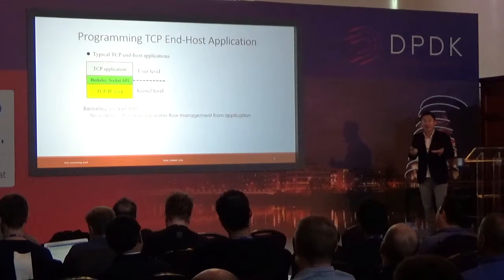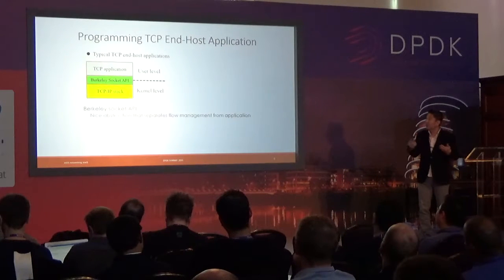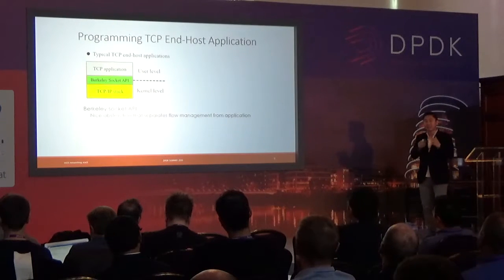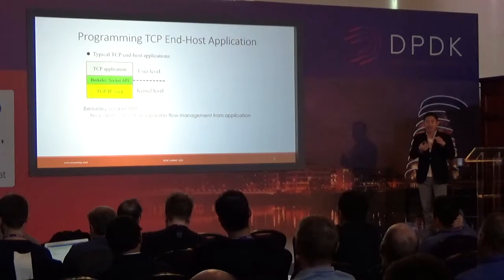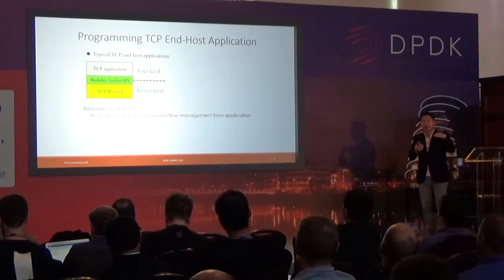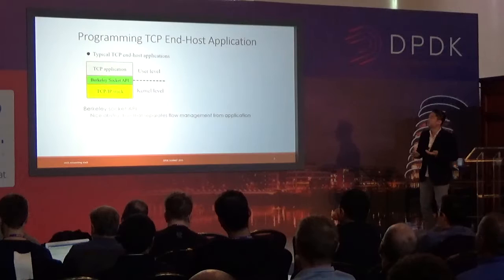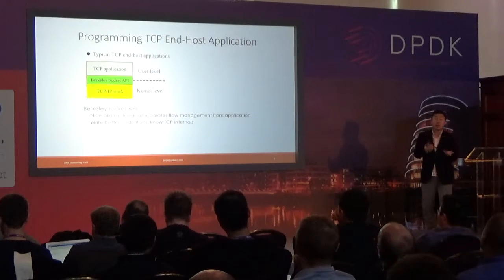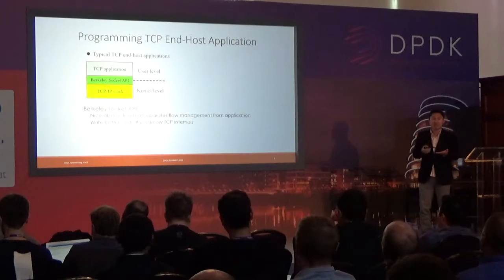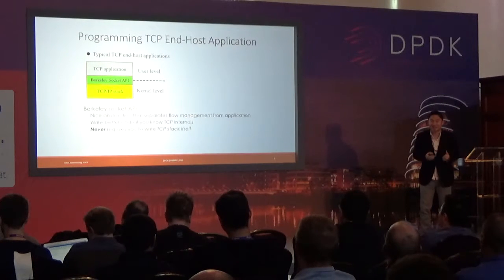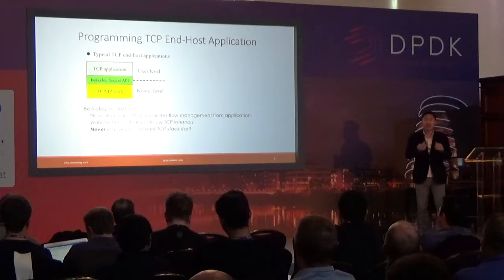That's because we have a nice abstraction called the Berkeley Socket API. It provides a nice abstraction that separates the TCP flow management in the L2, L3, L4 layers from the application layer, L7. Of course, you can write better code if you know TCP internals, but it never requires you to write the TCP stack itself to write the end host TCP application.